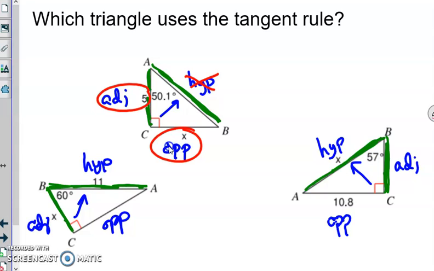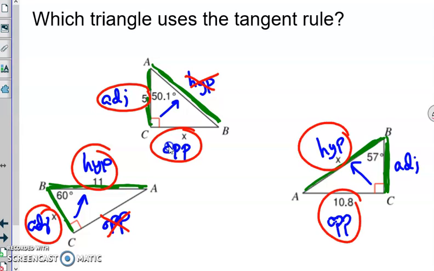In the second problem, we're using the hypotenuse and the adjacent side. We're not using opposite. This is not a tangent problem because we're not using the opposite side. In the last problem here, we're using the opposite and the hypotenuse. We're not using the adjacent. And again, this is not a tangent problem because we're not using the adjacent side. So this problem here, hopefully, is the one that you looked at.